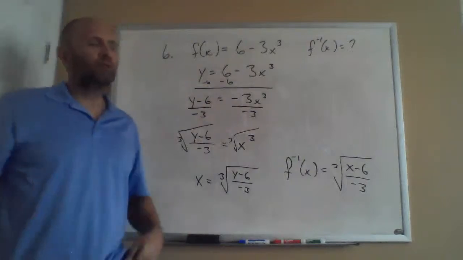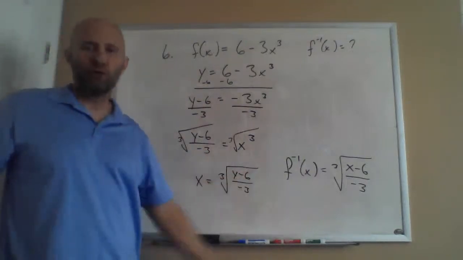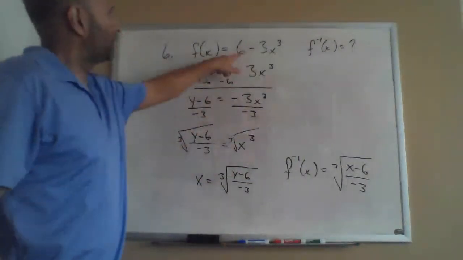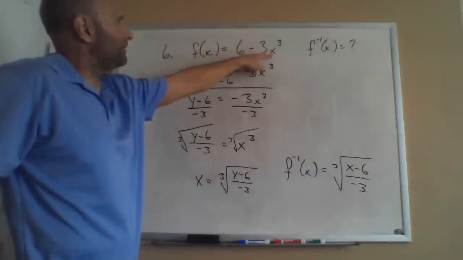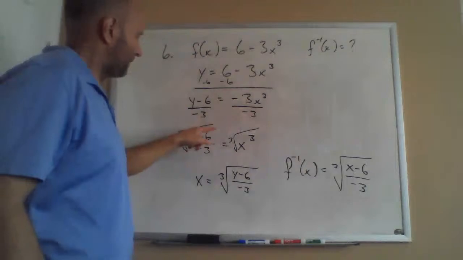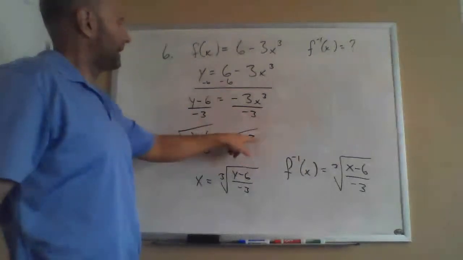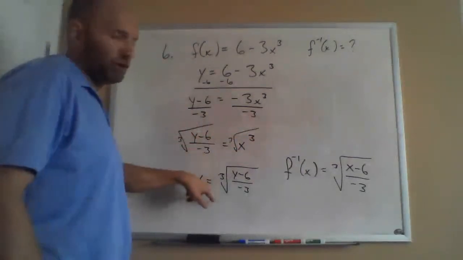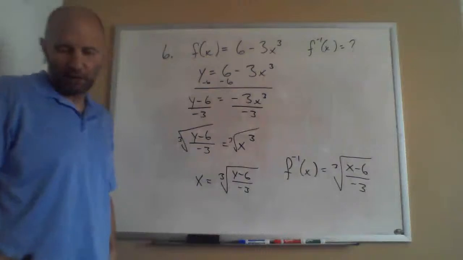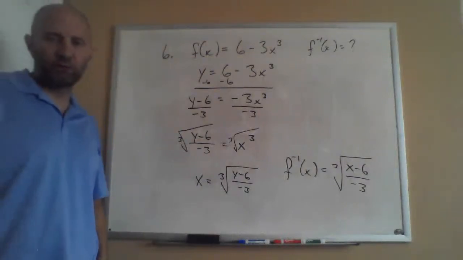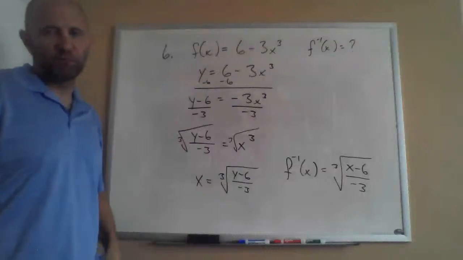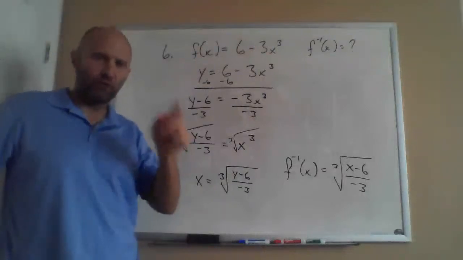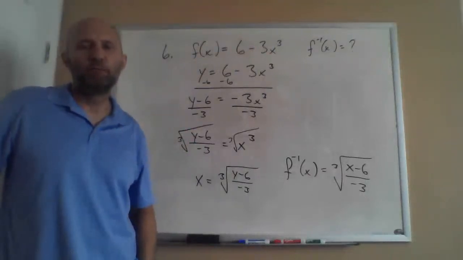So remember what this whole problem is doing. We're just reversing everything. I have a plus 6, I have to minus 6. I have a negative 3 times this, I have to divide everything by negative 3. And then I have an x cubed, so I have to take the cube root. And that would be the same for 12 and 13. We'll look at those as well. Any questions on this before I move on to the next one? And if so, just hit the exclamation point. I know to stop while you're typing the question.